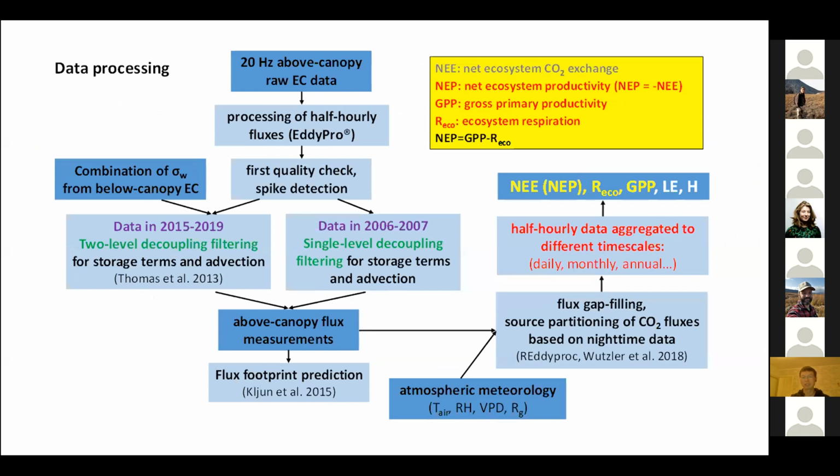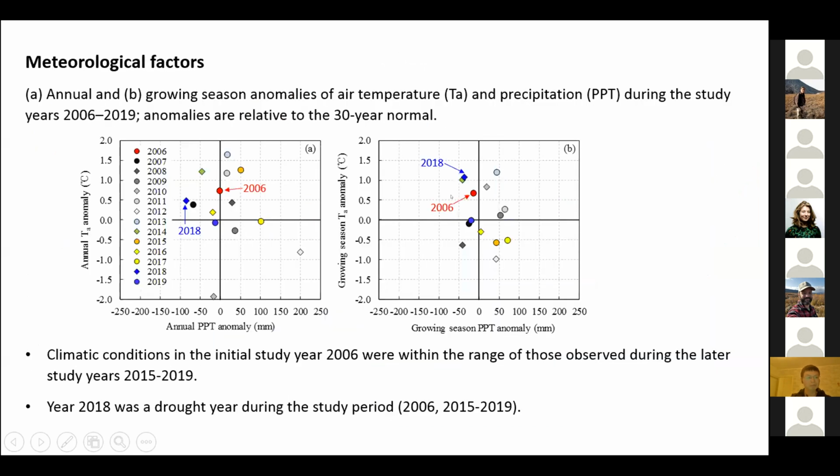In this presentation, we will focus on the CO2 fluxes, including NEP, GPP, and ecosystem respiration. First, we compare the meteorological factors from 2006 to 19. We can see that the first study year, 2006, was a normal year compared to other years, whereas 2018 was a drought year with less precipitation but higher temperature.